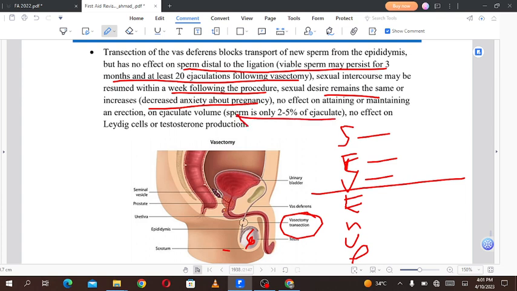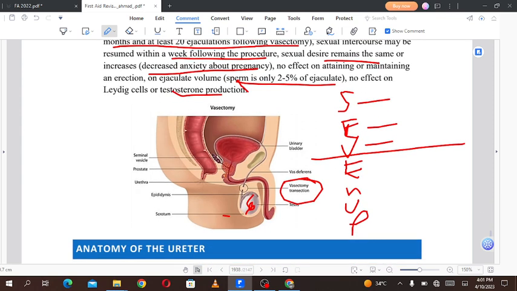So what is the effect on the Leydig cells and testosterone production? Okay, wait a minute. No effect on attaining or maintaining an erection or ejaculate volume. Since sperm is just 2 to 5% of the ejaculate, the major chunk of the ejaculate comes from the prostate and other accessory glands. So the ejaculate volume is not affected. On top of that, erection is not affected, and there is no effect on the Leydig cells or testosterone production. Got it.